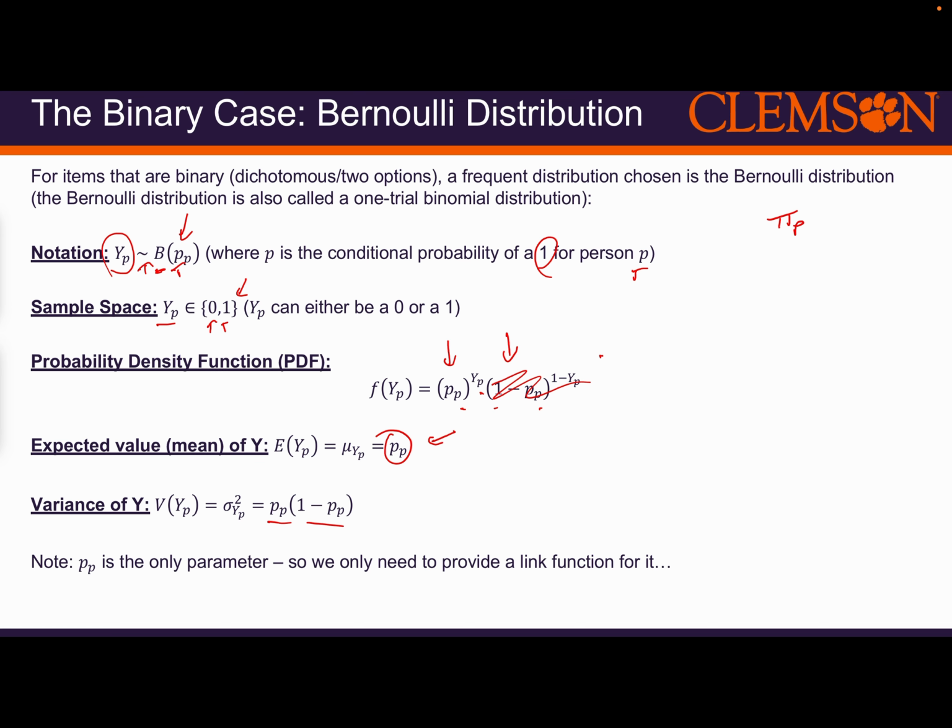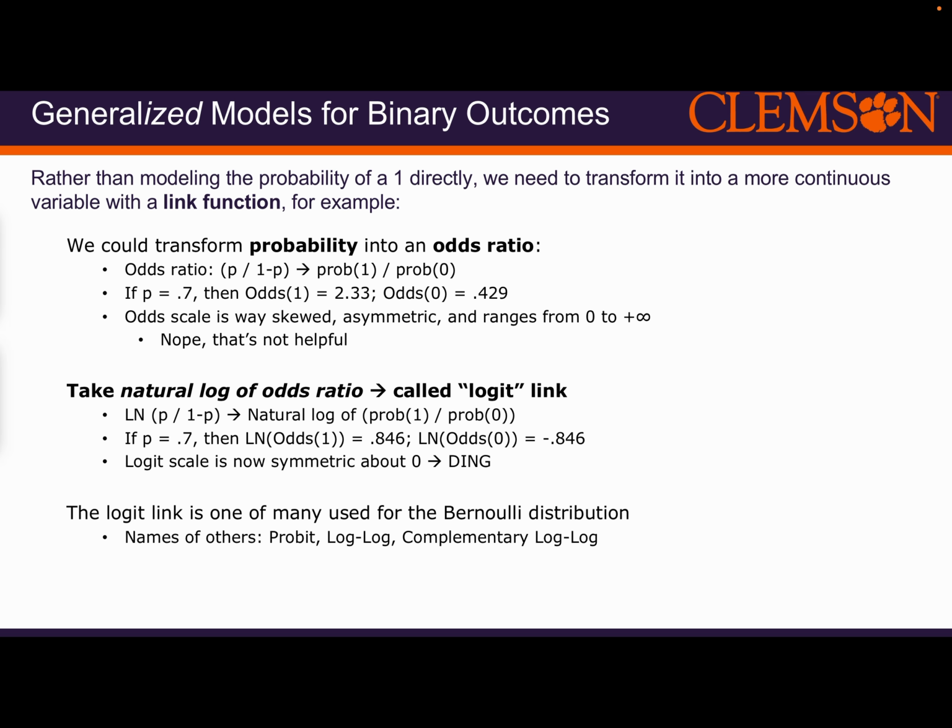So we only need one link function, and we need a link function to take this thing that goes between 0 and 1. So p sub p, we would say, exists in the space 0 to 1, right there. So we need to make that unbounded. We need to put that onto the real number line so that we can model it in a linear model sense. So rather than modeling the probability of 1 directly, we have to make it more continuous. So we use this link function.